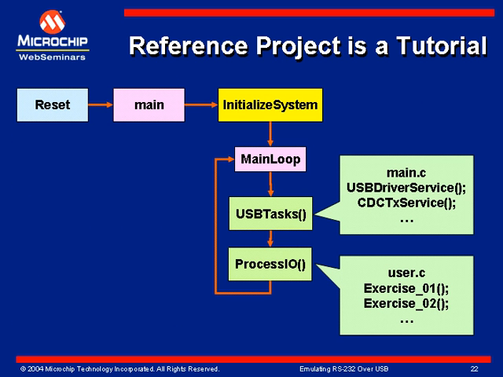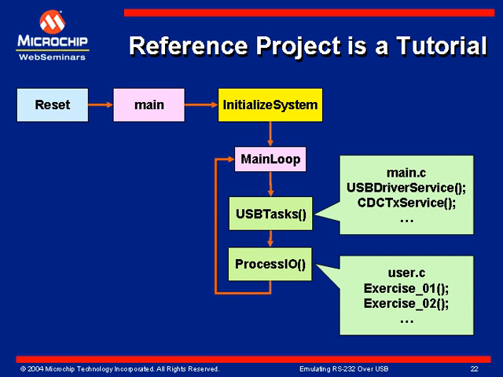I also would like to point out that the reference project itself is also a tutorial of how to use the API library. So what this slide is showing you is basically the basic program flow of the reference project. After the device has reset, and you can see that event on the top left-hand side corner of the screen, and following along with the arrows, it will then enter the main function. And then the next thing that the program does is it initializes the system. Then it goes into a main loop.